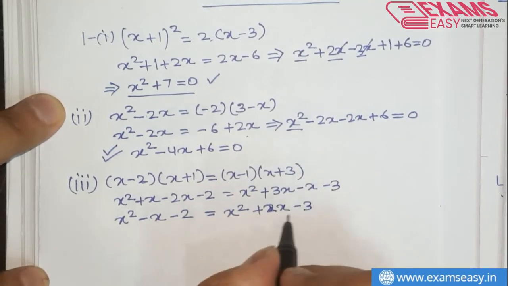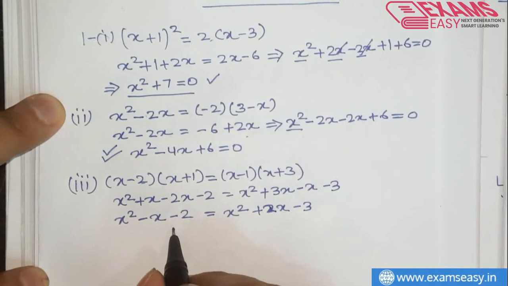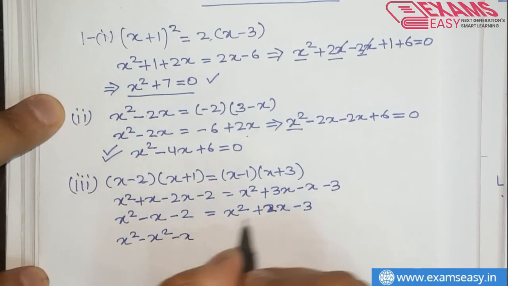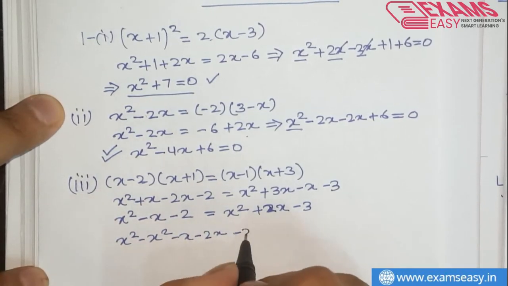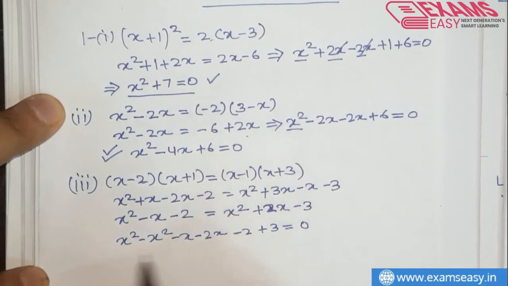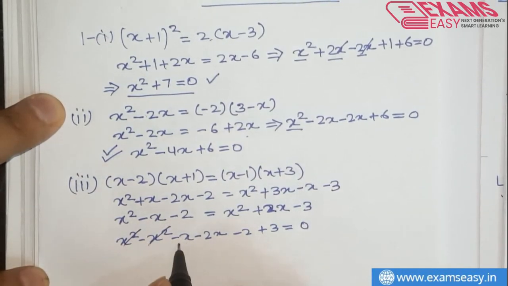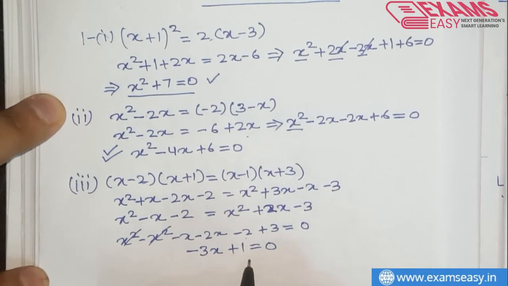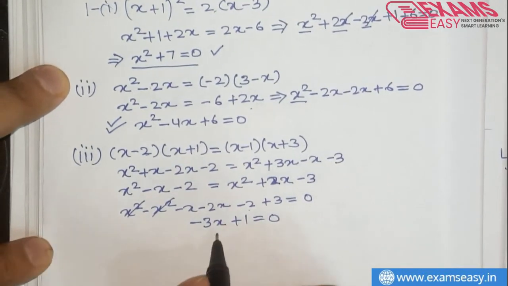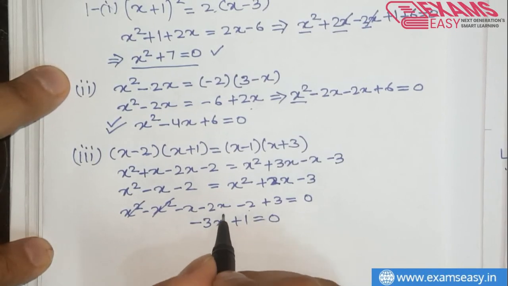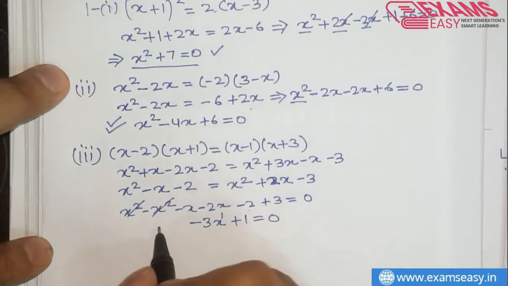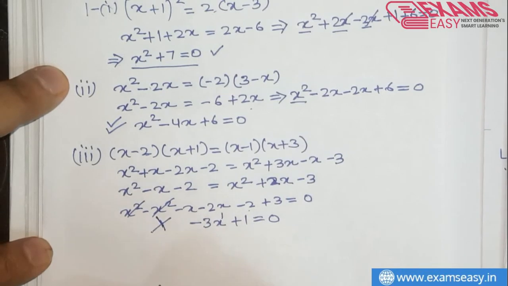minus 3, and if you bring the right hand side to the left hand side, then it will become x square minus x square, then minus x minus 2x minus 2 plus 3 is equal to 0. x square gets cancelled, and minus x and minus 2x will become minus 3x. Minus 2 plus 3 will become plus 1 is equal to 0. So this is our simplified expression. Now apply the condition. Since the maximum power of x is 1 and it has only one variable, the first condition is not satisfied. So the given expression is not a quadratic expression.